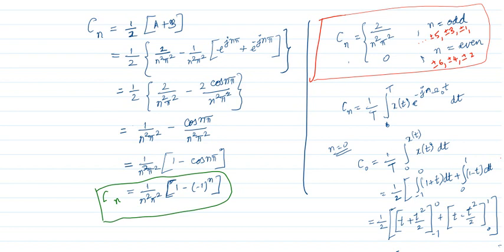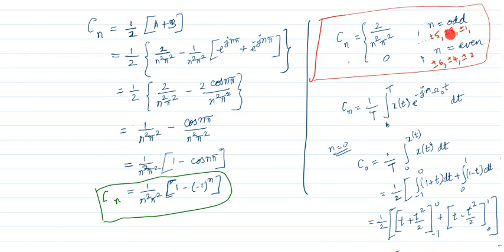Now, when n is an odd number, odd numbers means plus or minus 5, plus or minus 3, plus or minus 1, plus or minus 7, plus or minus 9. If you put those values, definitely this term will become minus 1. Minus 1 minus minus 1 is 2. So it becomes 2 by n square pi square when n is an odd number.